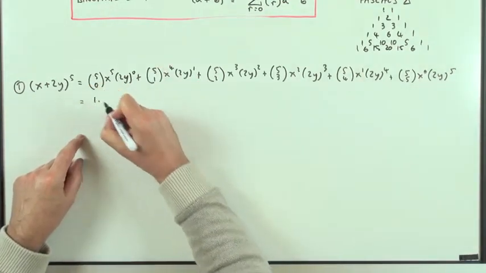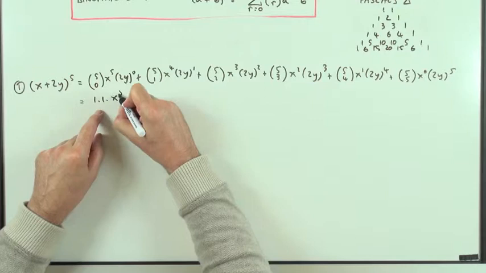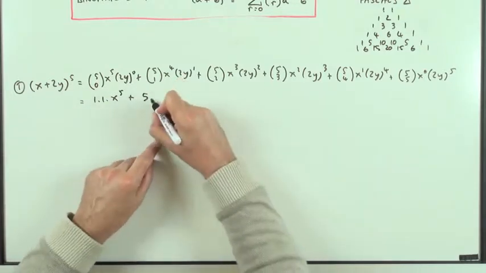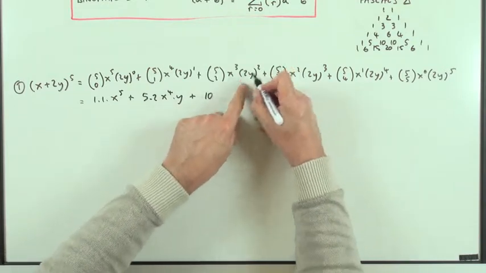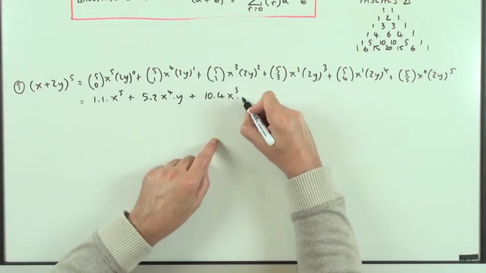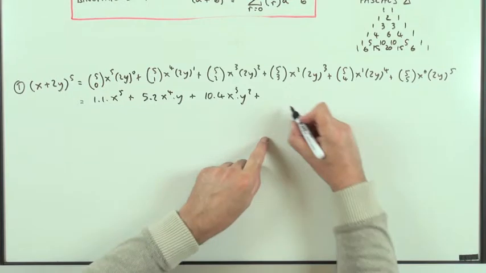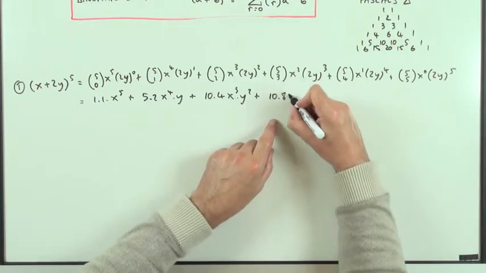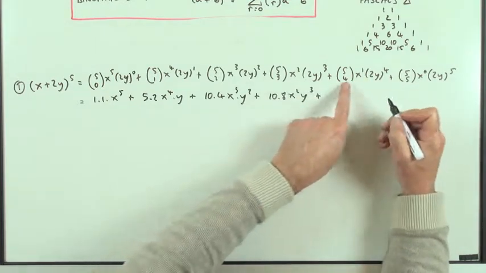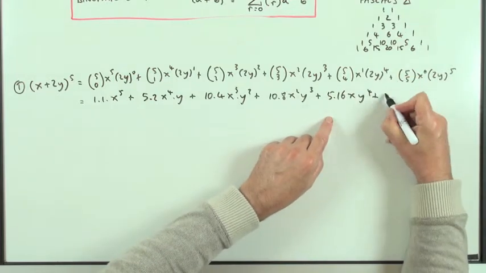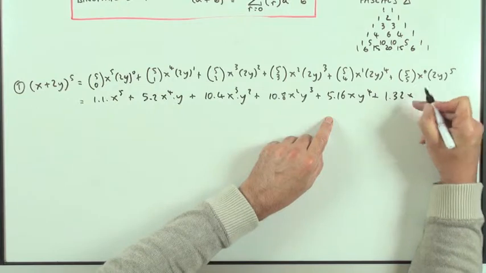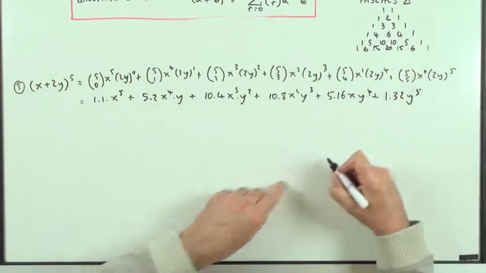Coefficients, what have we got here? So that's going to be 1, coefficients first, that's 1, x to the 5, that's just a 1, that's 5, that's 2, that's x to the 4 y, that's going to go to 10, that's going to be 4, that's x cubed y squared, that's still going to be 10, that's going to be 8 now, x squared y cubed, that's back to 5, that's going to be 16, that's x y to the 4, that's going to be 1, that's going to be 32, that's going to disappear, so it's just going to be y to the 5.